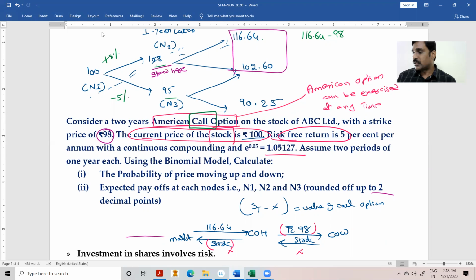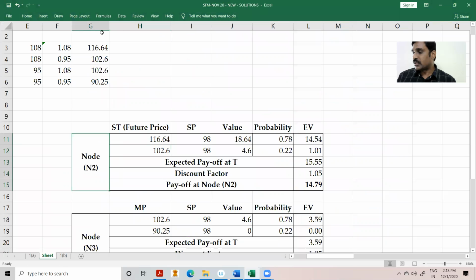Inflow of stock, outflow of stock minus settled off. Okay, what is remaining is rupees. So 116.4 minus 98. Therefore, I am getting 18.64 because of entering into the call option. I am gaining by 18.64. This is the profit I'll get.